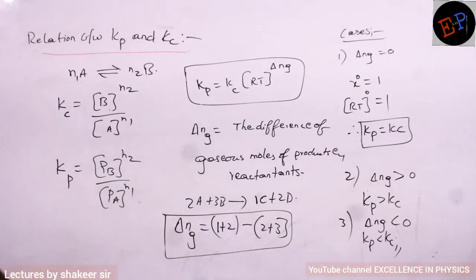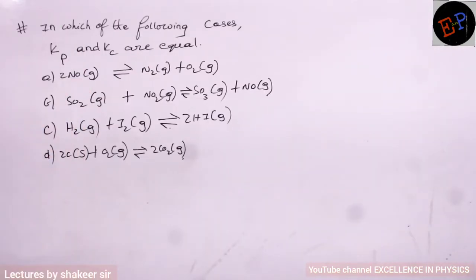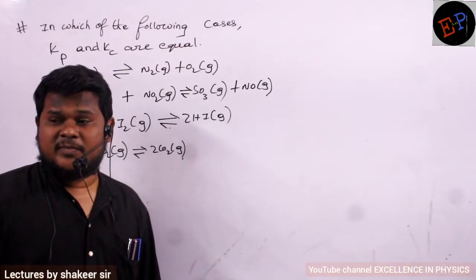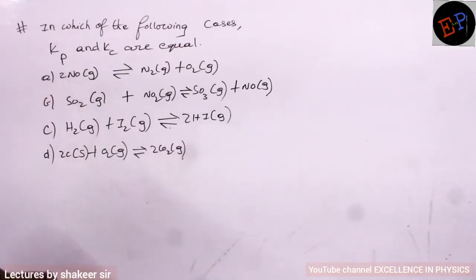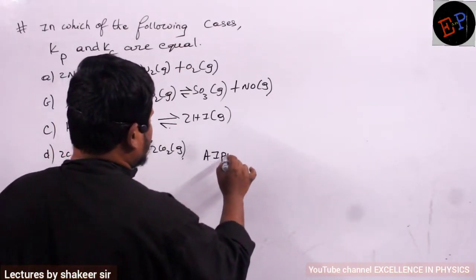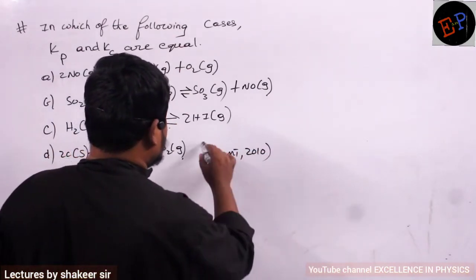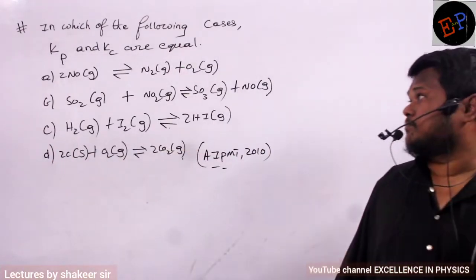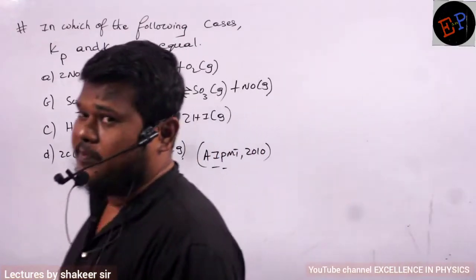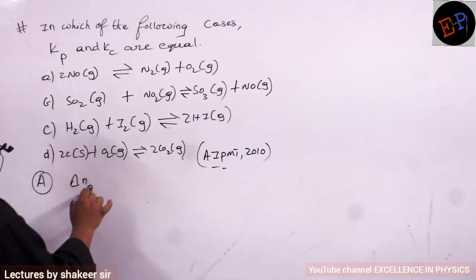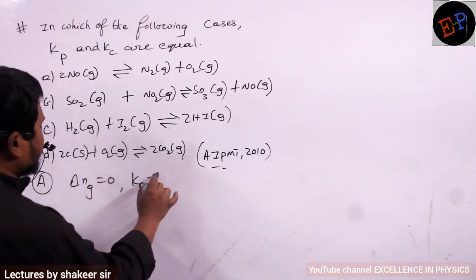Let us write a small problem based on this. You have to represent the gaseous forms, because here we are calculating delta Ng, and delta Ng means the number of gaseous moles only. This is the question, APMT 2010: in which of the following cases are Kp and Kc equal? Only when delta Ng becomes 0 will Kp and Kc be equal.